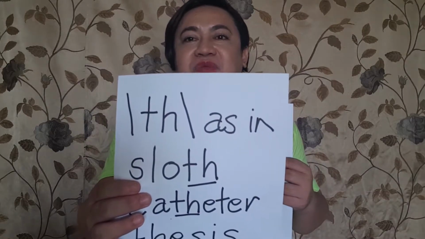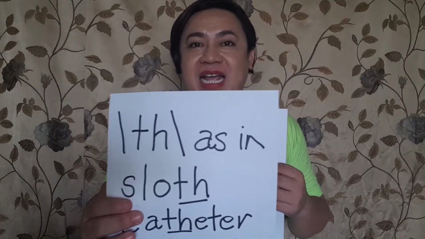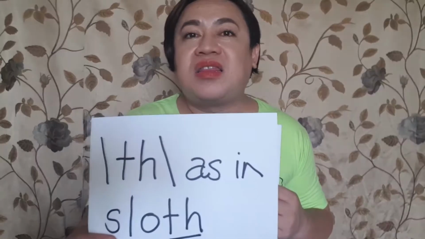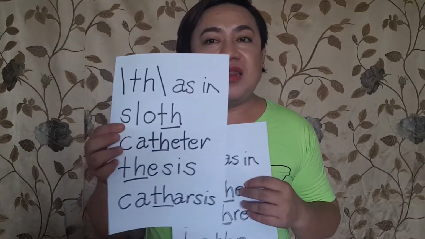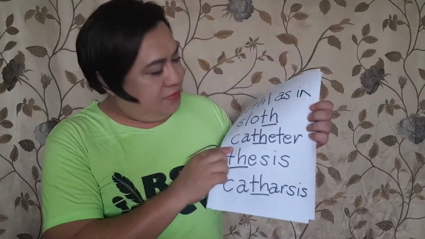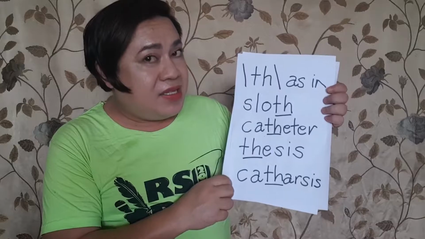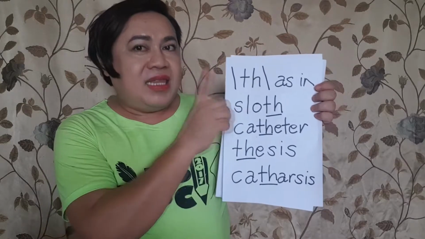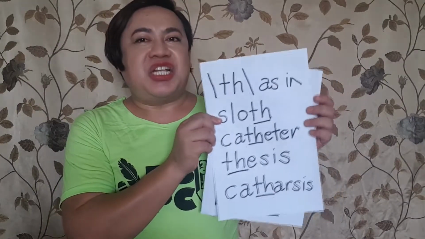Okay, so this phoneme, the one represented by lowercase t and lowercase letter h, is pronounced as in sloth, catheter, thesis, and catharsis. This one is called the voiceless th.